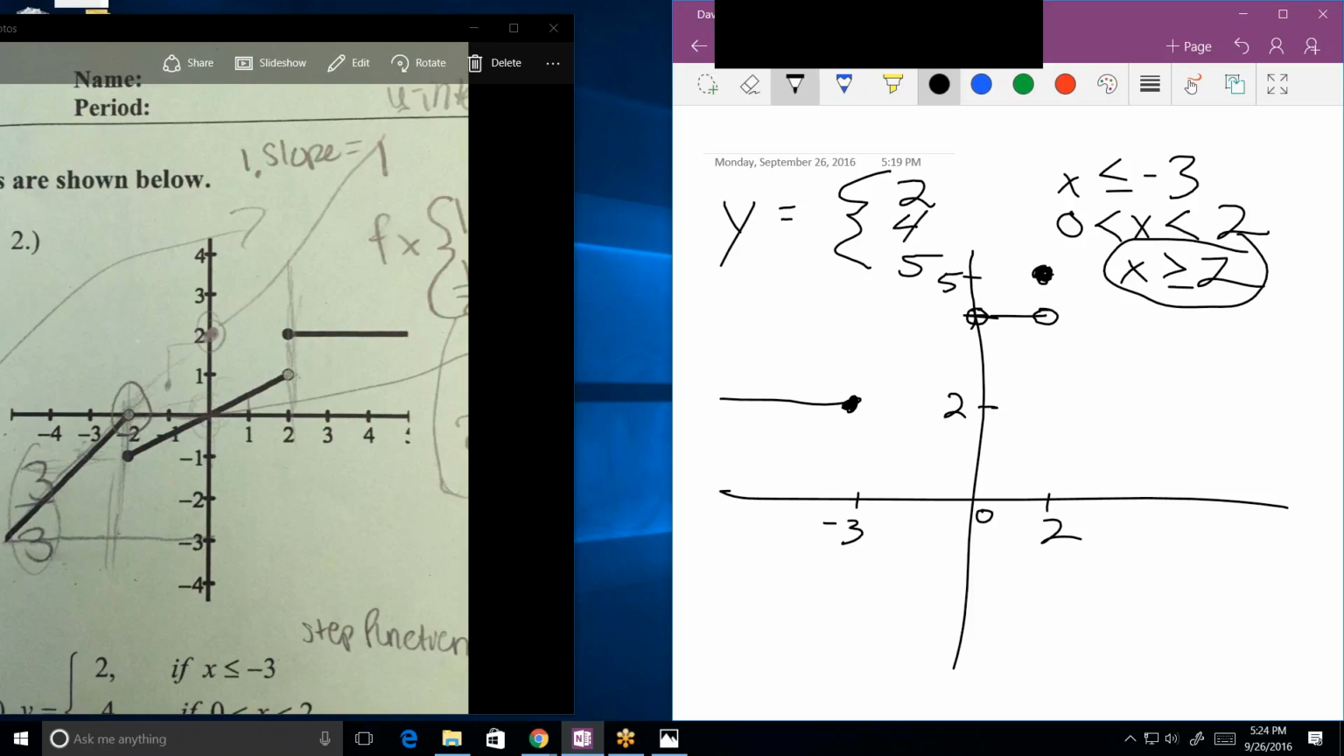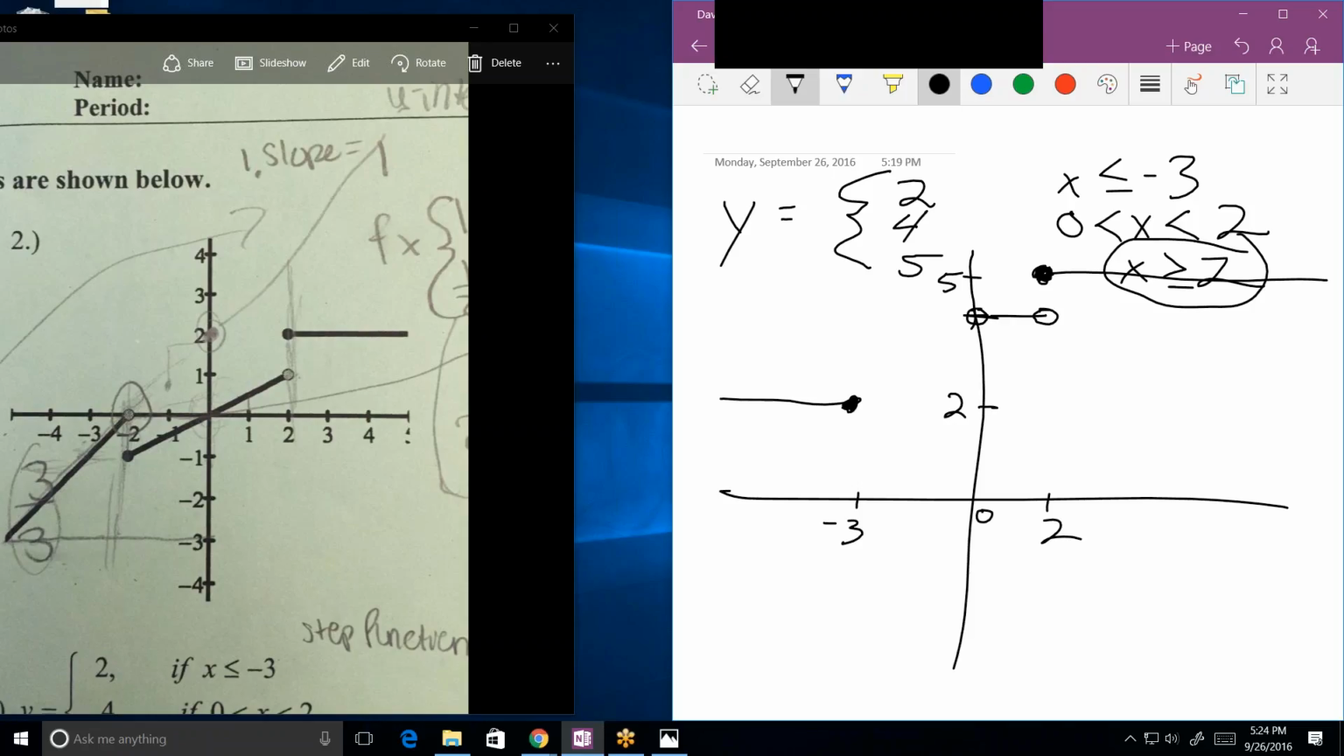But I'm not starting on the y-axis. That's not in my domain. My domain is only where x is greater than or equal to 2. So that's how that thing should look.